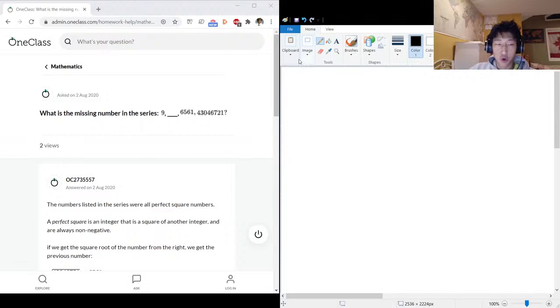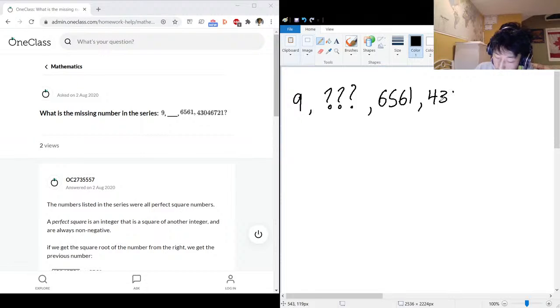Okay, cool. So the next question I would like to cover is this. We got to find the missing number in this sequence, or I guess series of numbers. So first we got 9. I'll just rewrite it here. We got 9, we got something we don't know yet, that's what we got to figure out, then 6,561, and then 43,046,721. So we're trying to look for the missing number.